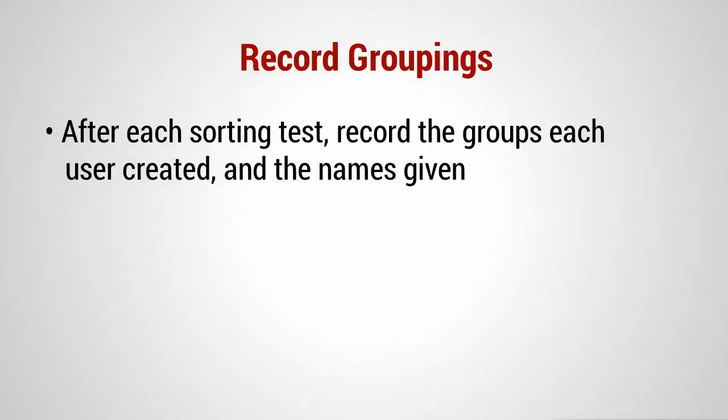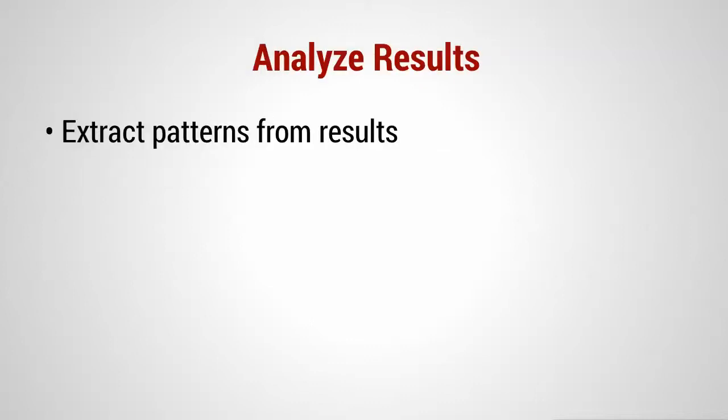After each sorting test, you want to record the groups that each person created, and then any names that they provided if you have the testers provide names to those groups. From there, you're going to analyze the results by extracting patterns from results, and there are several ways to analyze results. In professional card sorting, dendrograms are used. What you're going to do this week is just look for patterns. Extract patterns from what you see.